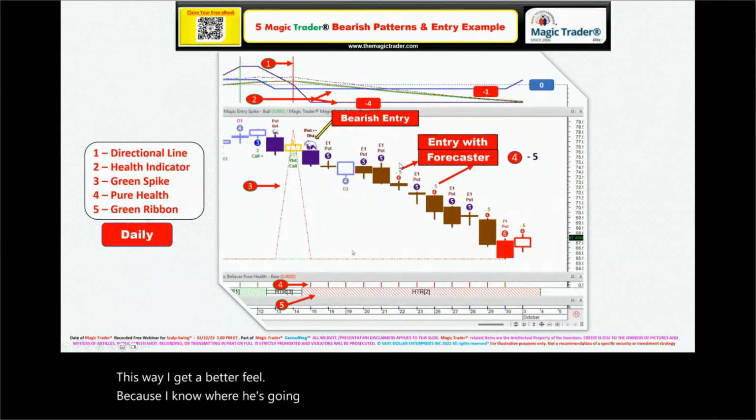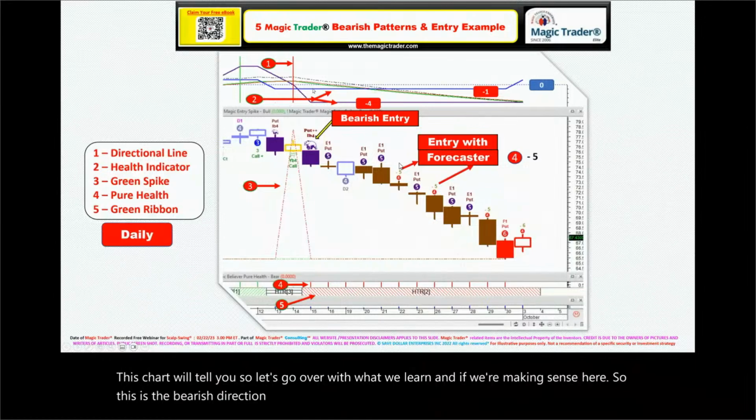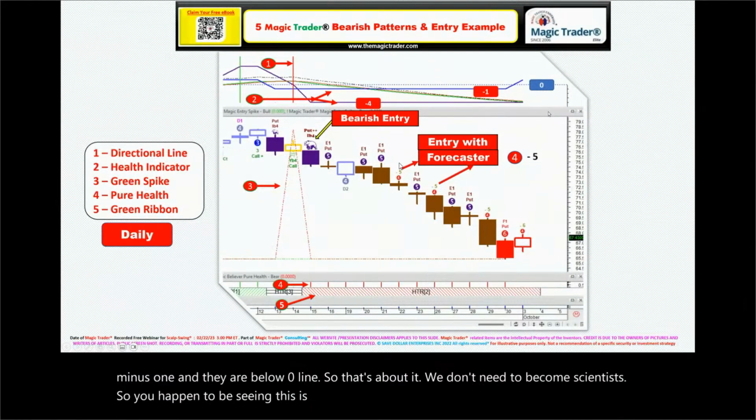Simple. So somebody says, oh, we don't want to use those fancy magic lines. It's okay. This chart will tell you. So let's go over what we learned and see if it's making sense here. This is the bearish direction line. These are the two parallel lines with the values -4 and -1, and they are below the zero line. So that's about it. We don't need to become scientists. So you happen to be seeing all this picture painted. Make believe you did not see it, and decide what to do.